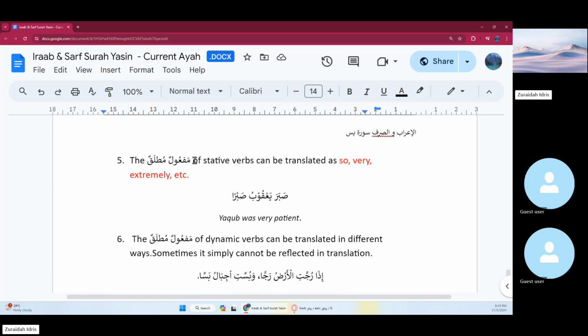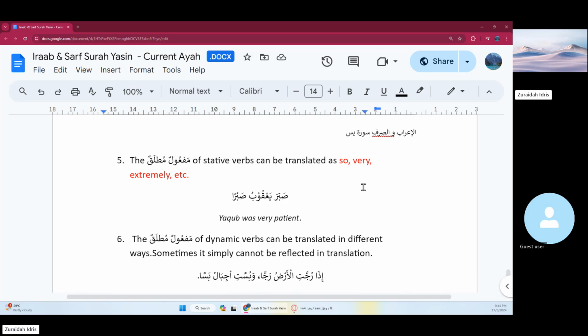Here, the maf'ul mutlaq for stative verbs. Stative verbs are actions that you cannot see. You don't put it into motion, so that's why it's called static. Like being patient, you can't see that. So in this case, when you translate sabran, you can use the words so, very, extremely, shadidan. Just now, I love my brother with a great love, right? So you can say very much, or a lot. This is the way you would translate static verbs.